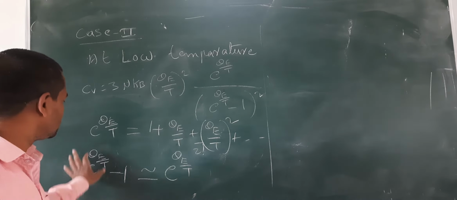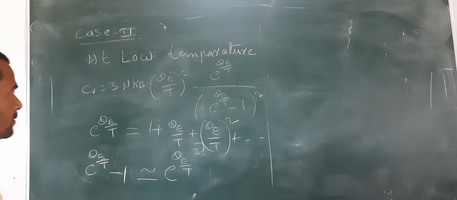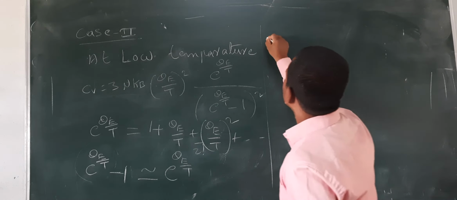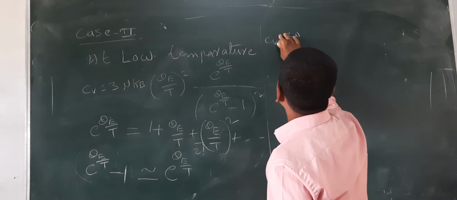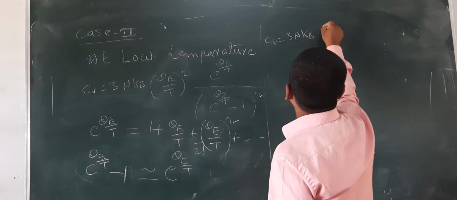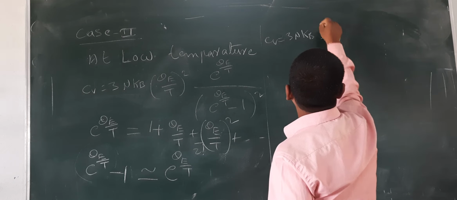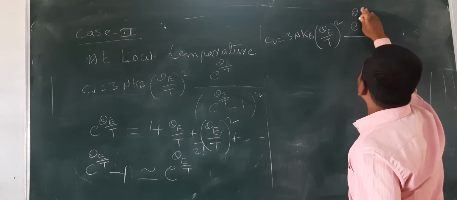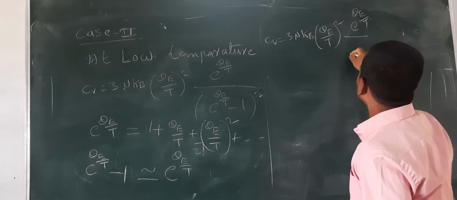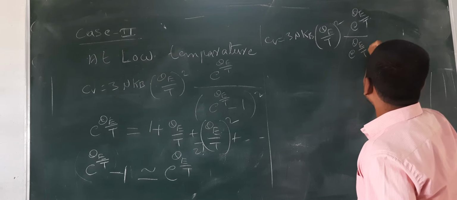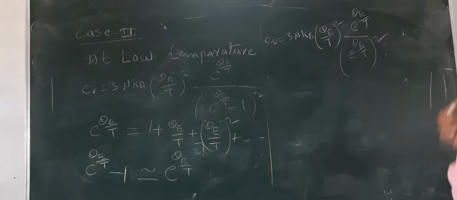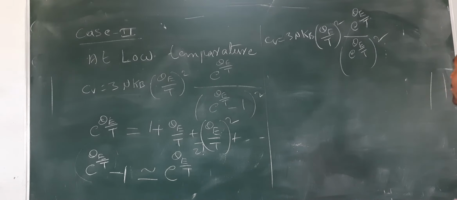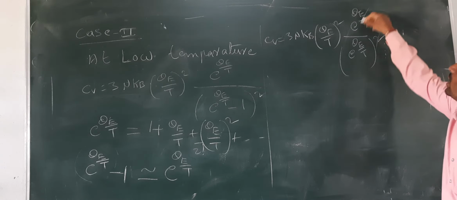Now substitute this term in the place of this, means here, and do the operation. Cv 3n kB theta e by t square e power theta e by t, over e power theta e by t whole square only, right? Why? Because in the place of this total, simply we write this one. Okay, now see, one square will get cancelled.